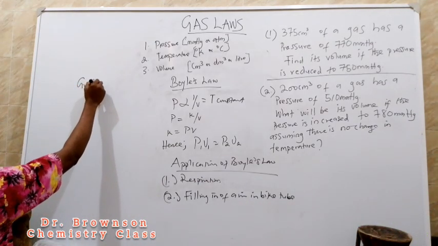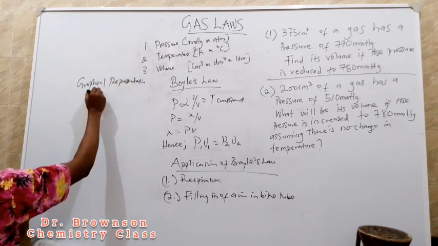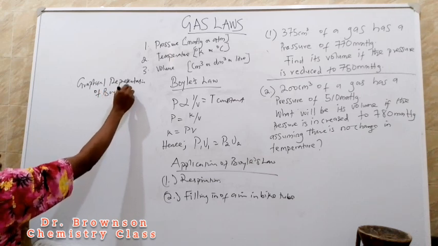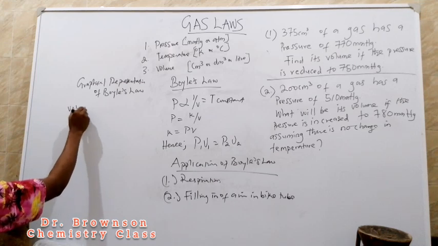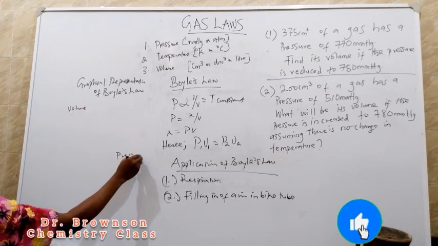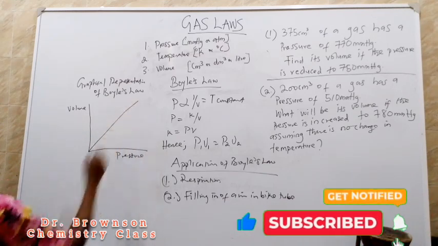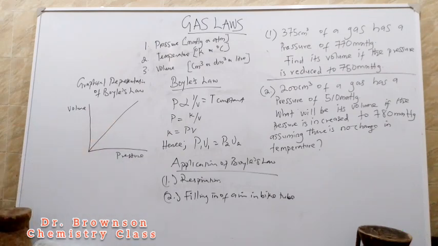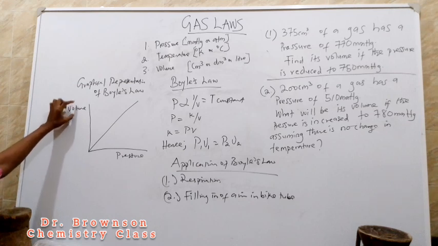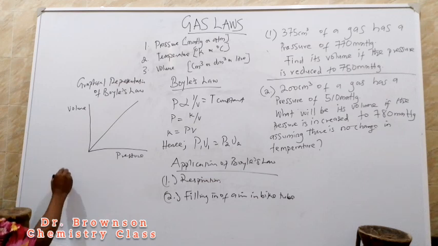So graphically, we can say that Boyle's law can be represented like this. Let's draw the graphical representation of Boyle's law. So we have your volume and your pressure, and you have it to be like this. This is the graphical representation of Boyle's law. So an increase in volume is a decrease in pressure. In the same way, you can also do it this way: pressure, then volume.